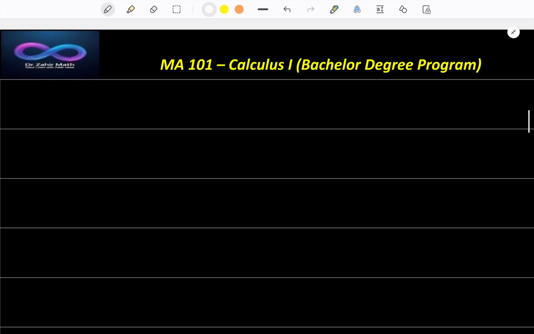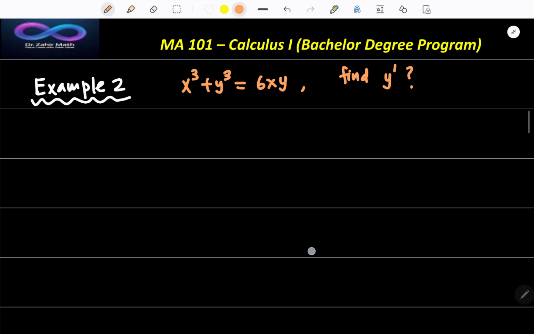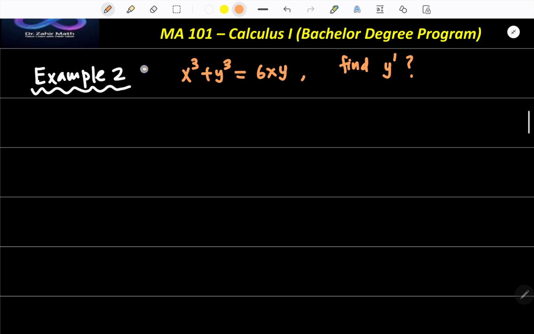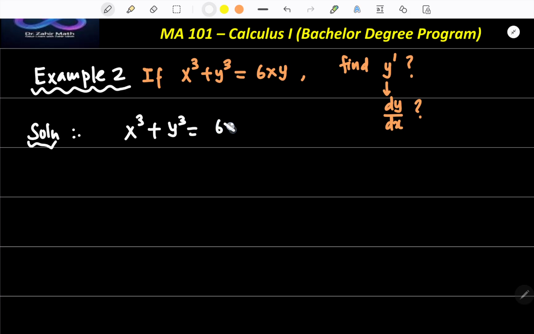Let's go to example 2. That is the next question. Let me stop the video, write the question, and then I'll come back to you. The question is x cube plus y cube equals 6xy. Find y dash. Y dash means what? Dy by dx. This is y dash. Okay, so let's start the question. Let's go to the solution. Given is x cube plus y cube is equal to 6xy.